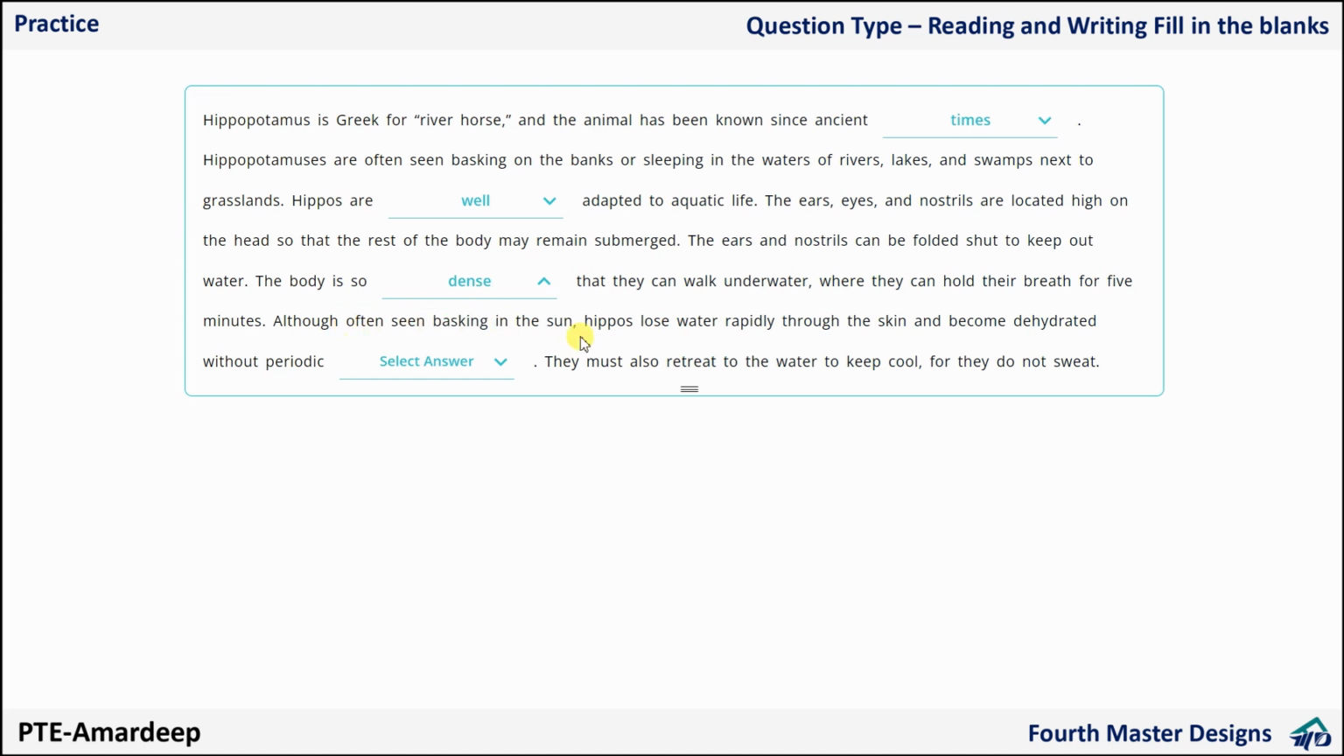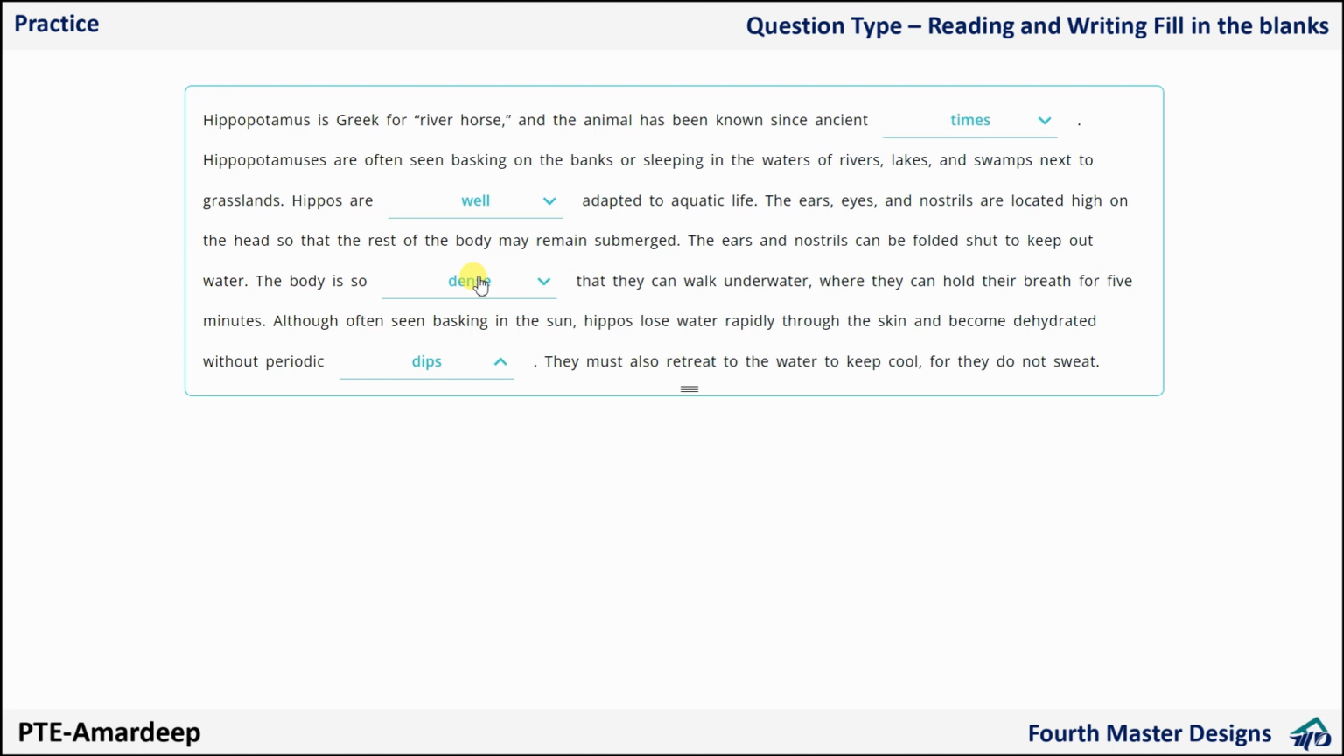Although often seen basking in the sun, hippos lose water rapidly through the skin and become dehydrated without specific dash. They must also... Although seen basking in the sun, hippos lose water and become dehydrated without periodic what? Intervals, dips, opportunity. Without periodic what? For water they have to go in water, without periodic dips. That's all guys. This is how I have to answer.